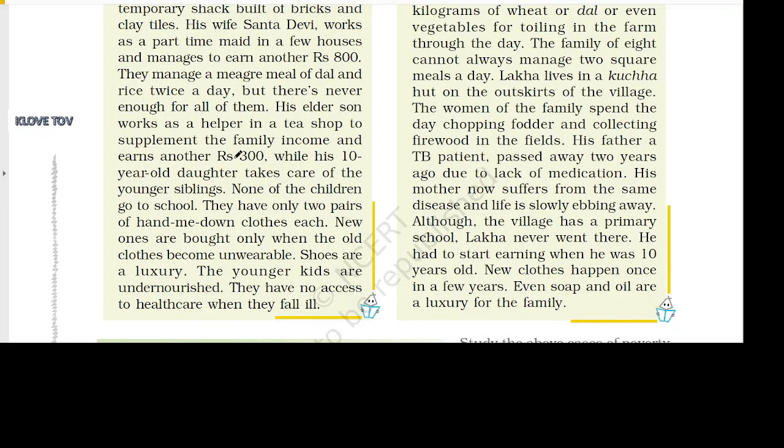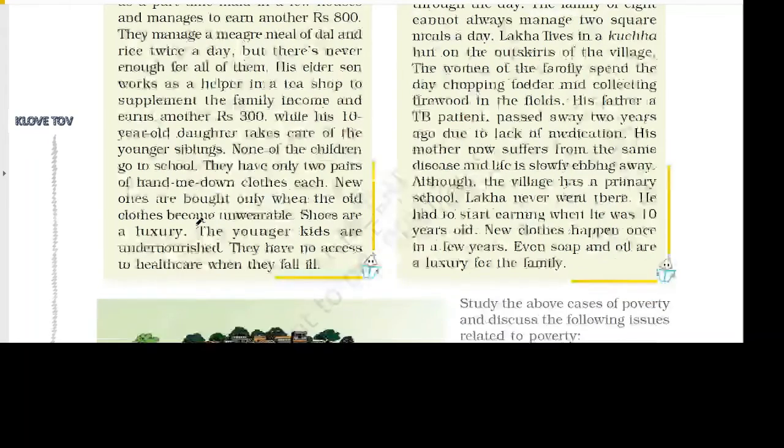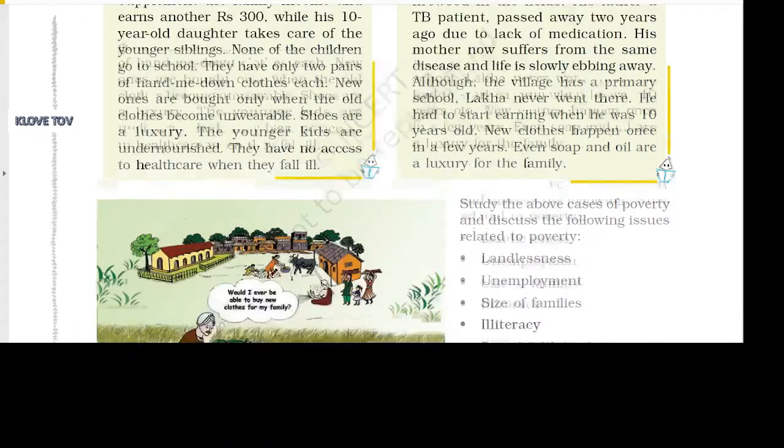His elder son works as a helper in a tea shop to supplement the family income and earns another rupees 300, while his 10-year-old daughter takes care of the younger siblings. None of the children go to school. They have only two pairs of hand-me-down clothes each. New ones are bought only when the old clothes become unwearable. Shoes are a luxury. The younger kids are undernourished. They have no access to healthcare when they fall ill.